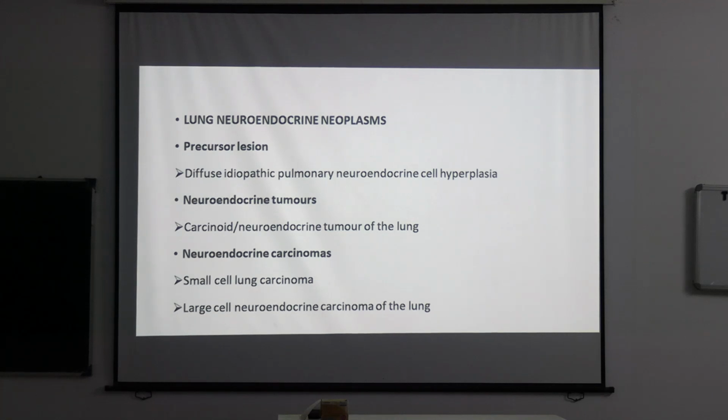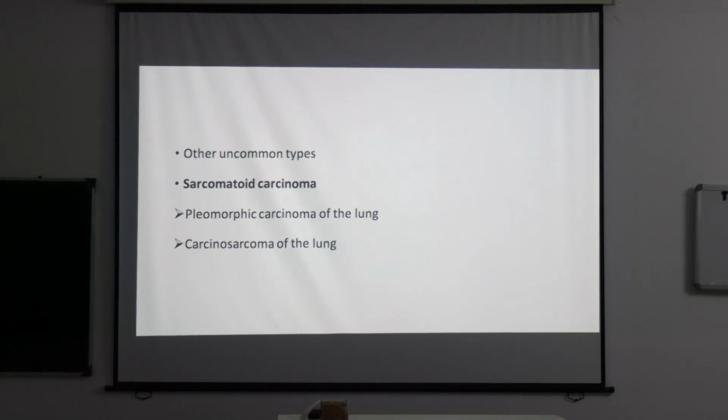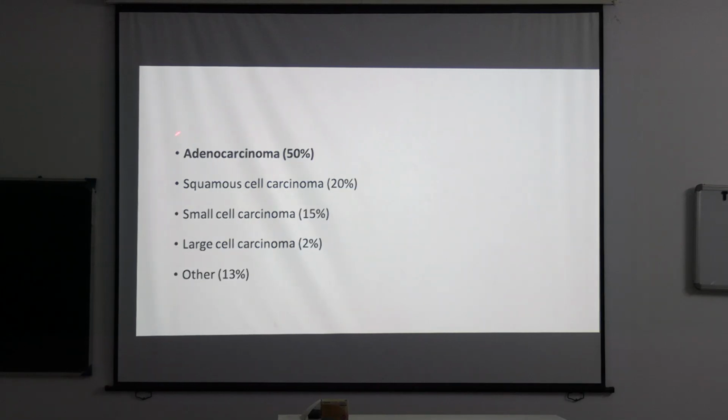Now, lung neuroendocrine neoplasm. Precursor lesion: diffuse idiopathic pulmonary neuroendocrine cell hyperplasia. Neuroendocrine tumor: carcinoid and neuroendocrine tumor of the lung. Neuroendocrine carcinoma: small cell lung carcinoma, large cell neuroendocrine carcinoma of the lung. There are some uncommon types: sarcomatoid carcinoma. Adenocarcinoma is the most common, 50%, then squamous cell carcinoma, then small cell carcinoma, then large cell carcinoma, other.